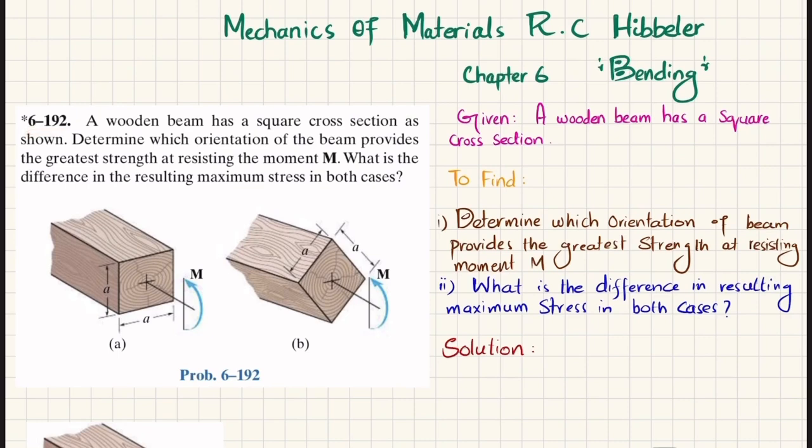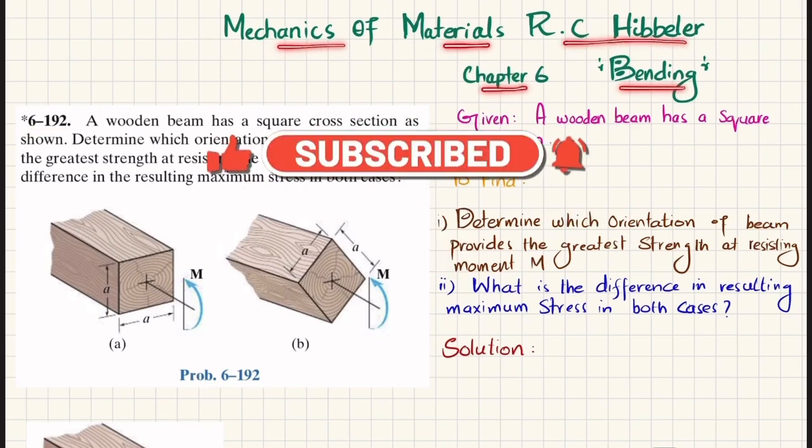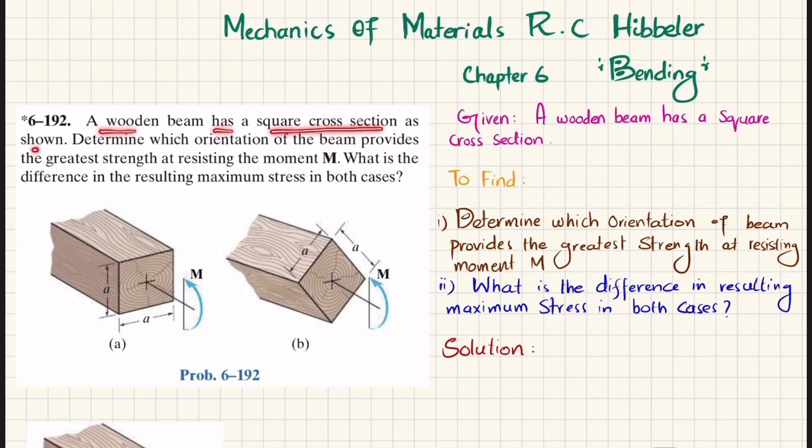Problem 6-192 is taken from chapter number 6, Bending, and the book name is Mechanics of Materials by R.C. Hibbeler. So the statement is: a wooden beam has a square cross section as shown. Determine which orientation of the beam provides the greatest strength at resisting the moment M. What is the difference in resulting maximum stress in both cases?